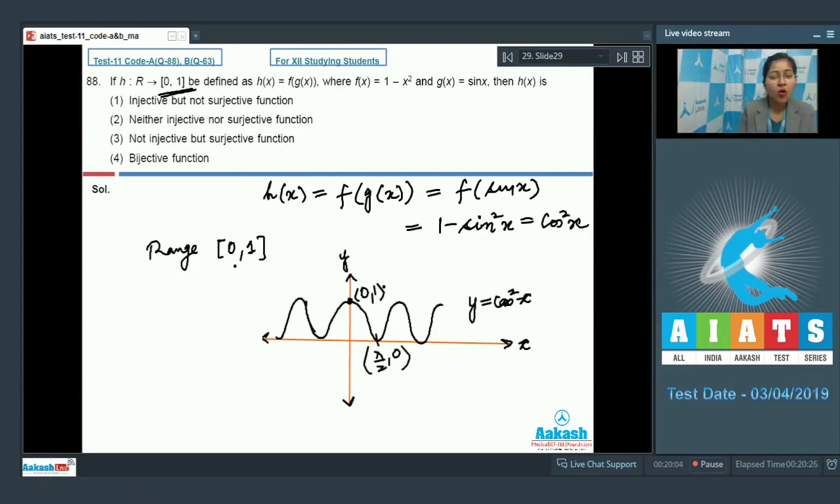So we can say that the function is onto, that is, the function is surjective. Now if I talk about one-one, from the graph we can see that one value of y is obtained at different values of x. So the function is not one-one, that is, we can say that the function is not injective but it is surjective. Therefore option number 3 is the correct answer.